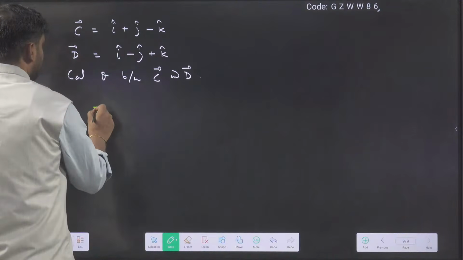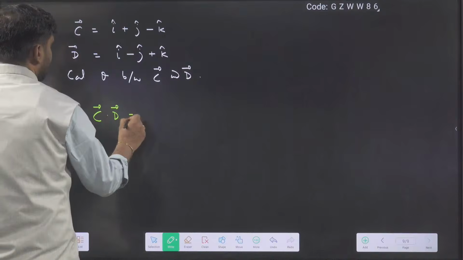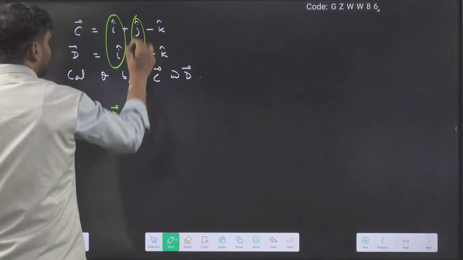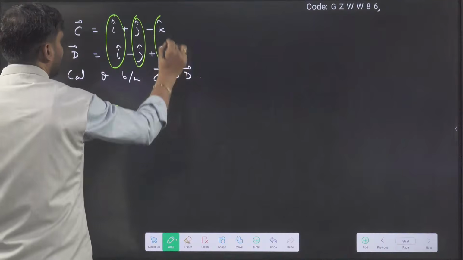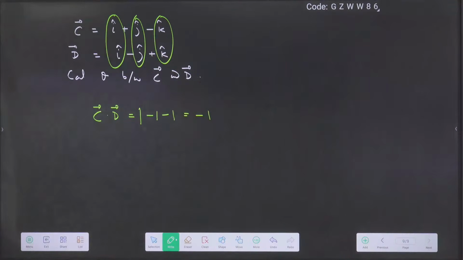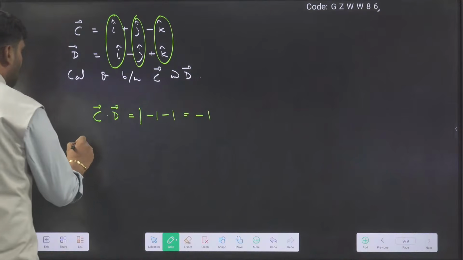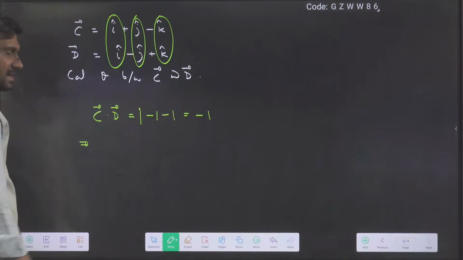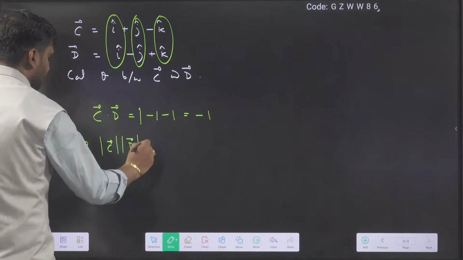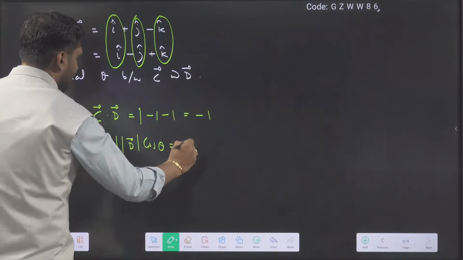First, C vector dot D vector is equal to how much it is coming? I with I, that is 1. J with J, how much is? -1. K with K, that is also -1. So how much it is coming? -1. Next step is what? Magnitude of C vector, magnitude of D vector into cos theta is equal to -1.